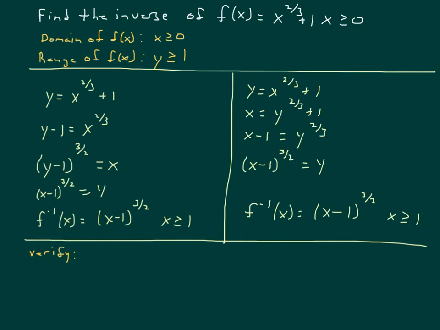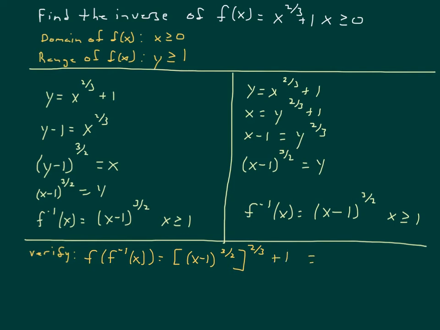Now, the last thing we want to do is verify that they are inverses. So what I need to do is find the composition of F and F inverse. The first thing I'm going to find is F of F inverse of x, which means I'm putting the x minus 1 to the 3/2 power in for the variable. So I'm going to have x minus 1 to the 3/2 power raised to the 2/3 power plus 1.